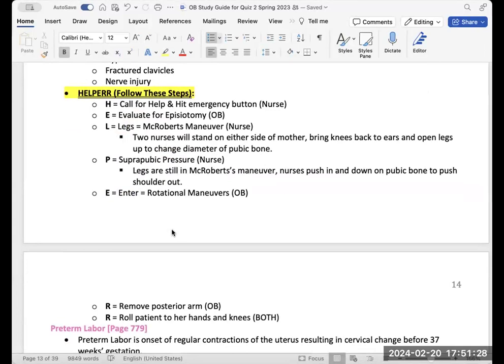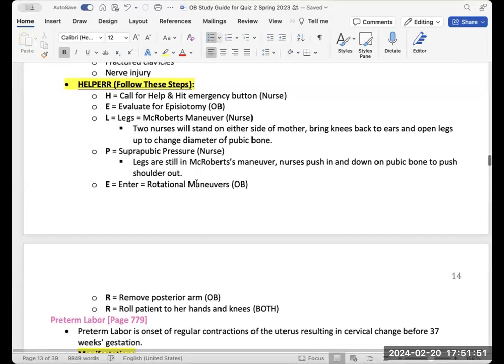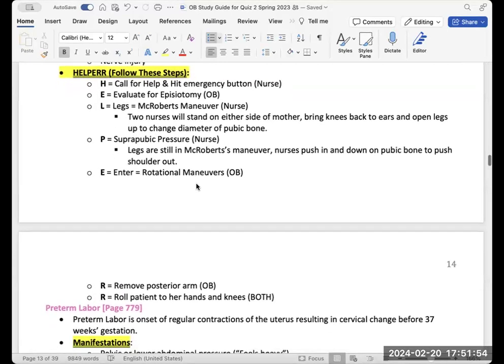They do something called McRoberts maneuver, where two nurses stand on either side of the mother and bring the knees back to the ears and open the legs to change the diameter of the pubic bone, and maybe help remove that shoulder, okay? The nurse can do the P, or suprapubic pressure, where the legs are still in McRoberts maneuver, but the nurse pushes in and down on that pubic bone to try to push that shoulder out, okay?